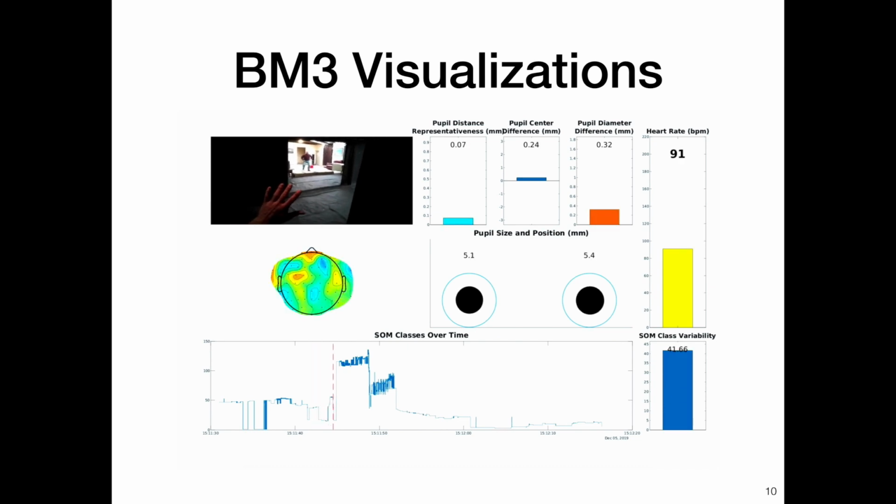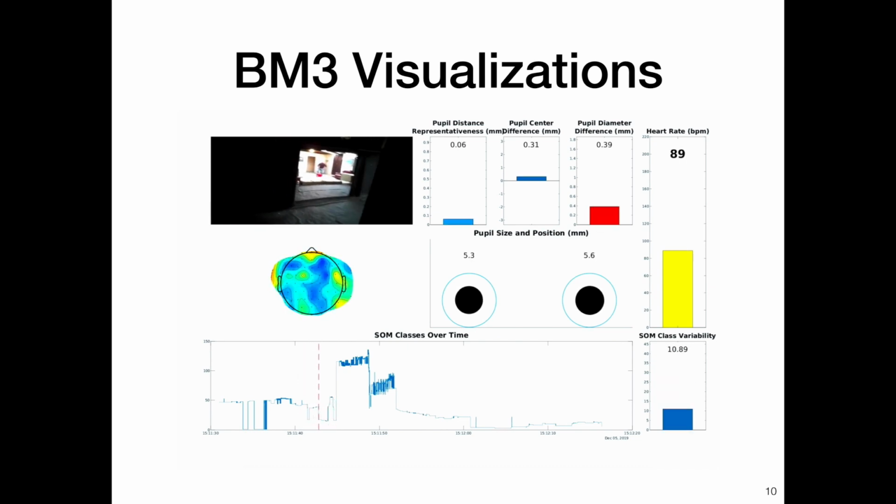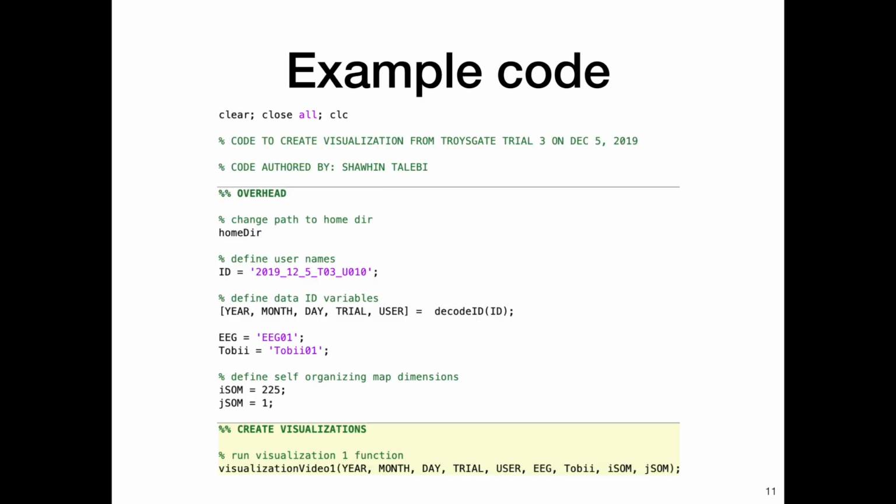Visualizations are a powerful tool in analysis. This dashboard shown here is available out of the box in BM3. Here is an example script of how to create the dashboard. At the top here, it is a good practice to clear the workspace, clear all figure windows, and clear the command window, but this line is optional. 2. We use the home dir function, which adds all BM3 functions to path and changes the working directory to BM3.